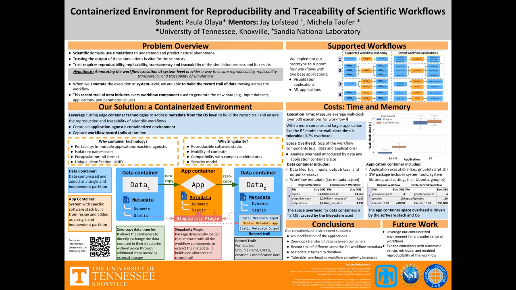Scientific domains use simulations to understand and predict natural phenomena. Trusting the output of these simulations is vital for the scientists. We get to trust the results of these simulations when we can reproduce, replicate, and trace them. One approach to guarantee these properties is to annotate and document the workflow executions of the simulation. When we do this, we build a record trail of data that registers all workflow components, steps, and processes used to generate the new data.